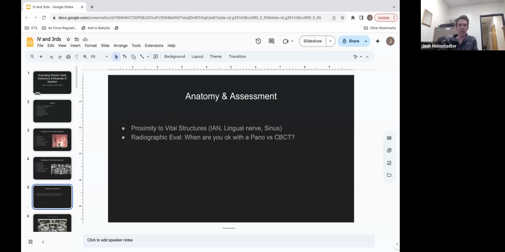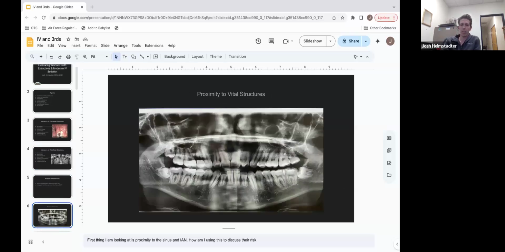The first thing I look at when I am evaluating a case is the vital structures. Where's the sinus in relation to the apices of the roots, and where's the IAN? That's me determining if I'm going to take on this case or if I'm going to refer it out.